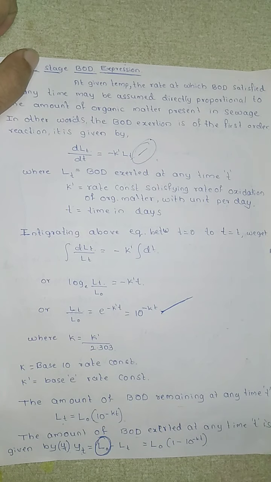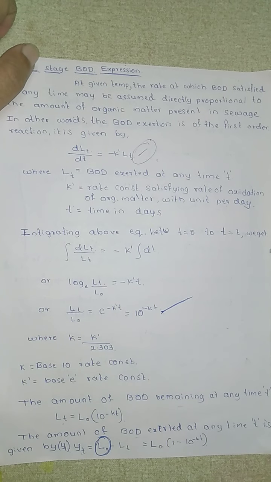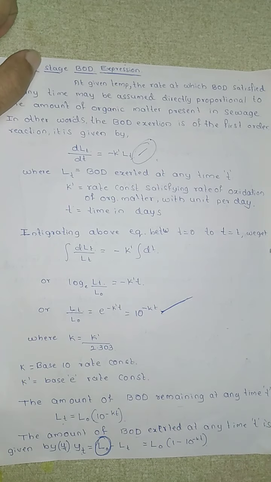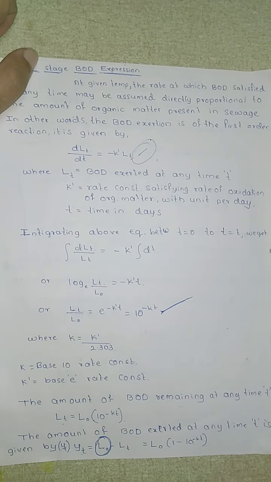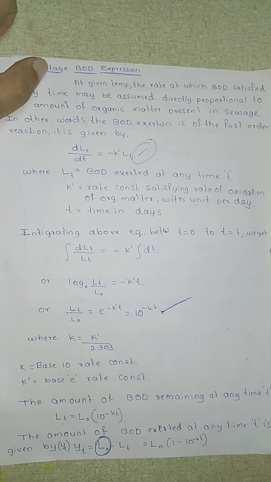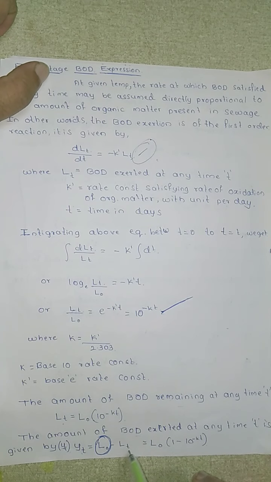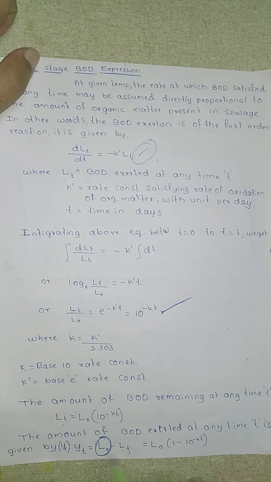While telling you the theoretical part, I told that the exertion of the BOD is completed after 20 days. Around 99% of the BOD will be exerted after 20 days. So ultimate BOD L naught is the end BOD, the final BOD, and Lt is the BOD remaining at any time. So the amount of BOD exerted at any time t will be the ultimate BOD minus the BOD remaining at time t.